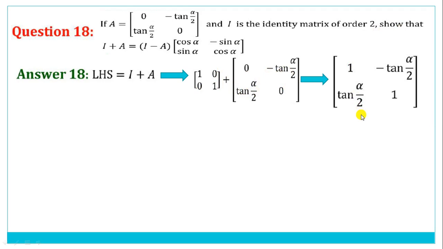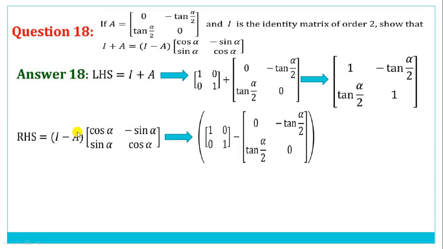So this is the LHS, and now it's time to solve the RHS. So RHS is this, I minus A, and the matrix with cos alpha, minus sin alpha, something like that. First we have to compute this. Let's find the value of I minus A. So this is your I minus A, and then we will multiply this matrix with this matrix, right here.